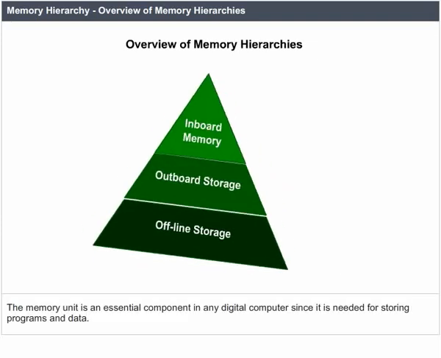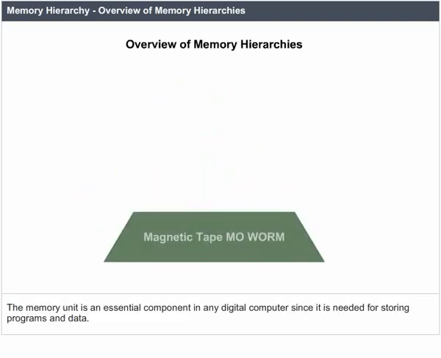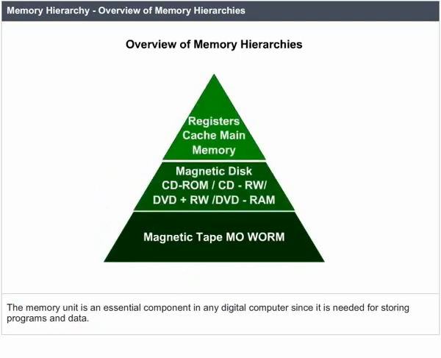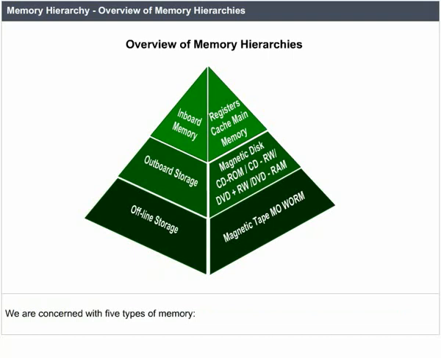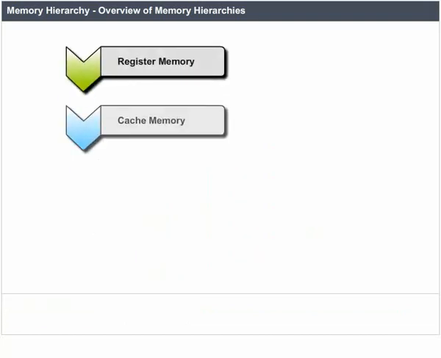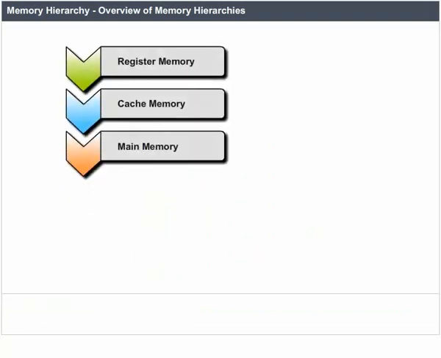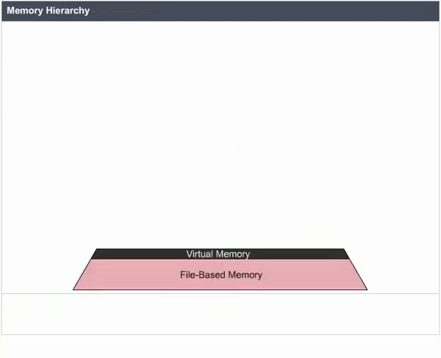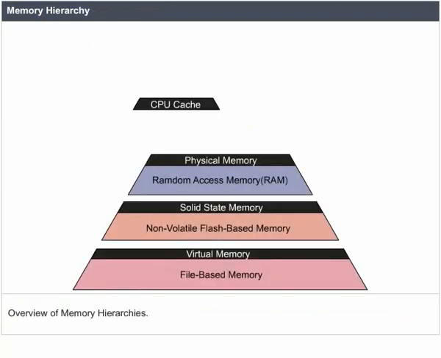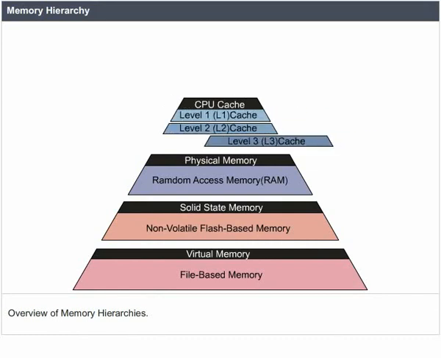The memory unit is an essential component in any digital computer since it is needed for storing programs and data. We are concerned with 5 types of memory: register memory, cache memory, main memory, disk storage, archival storage. Memory hierarchy. Overview of memory hierarchies.